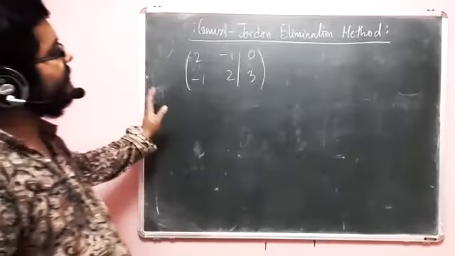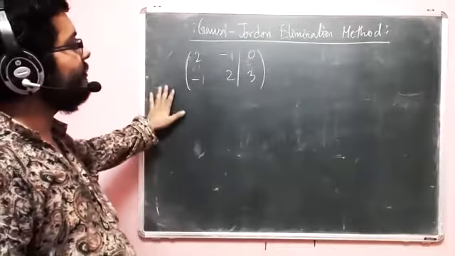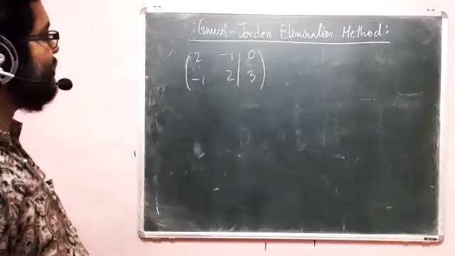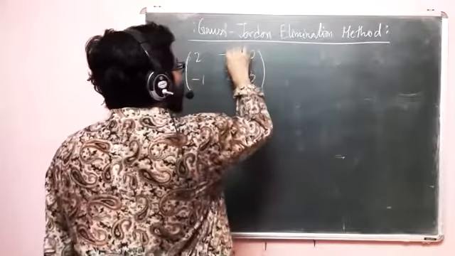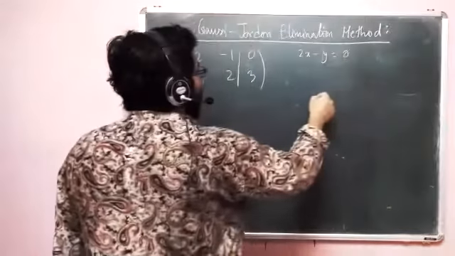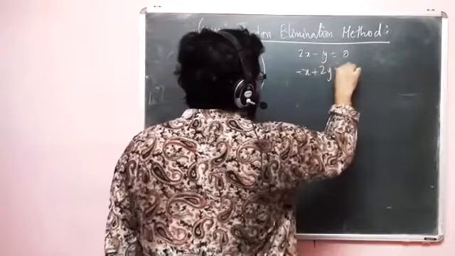So now we start the Gauss-Jordan elimination method. Before we go into the details of it, let us rewrite the equation again. So 2x minus y equal to 0 and minus x plus 2y equal to 3.